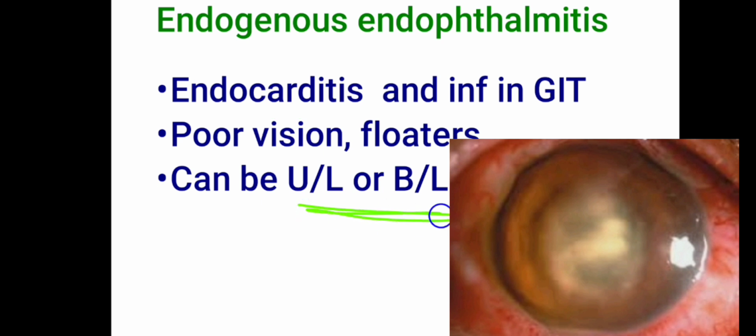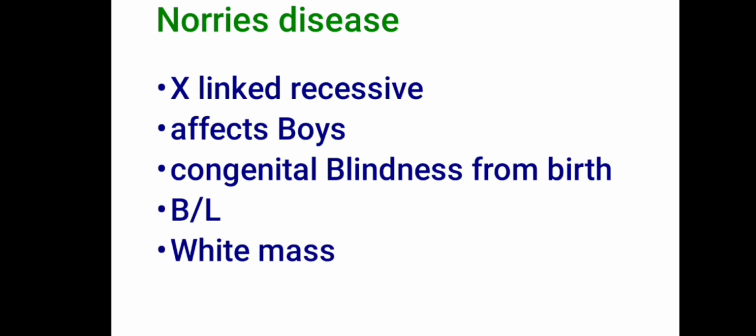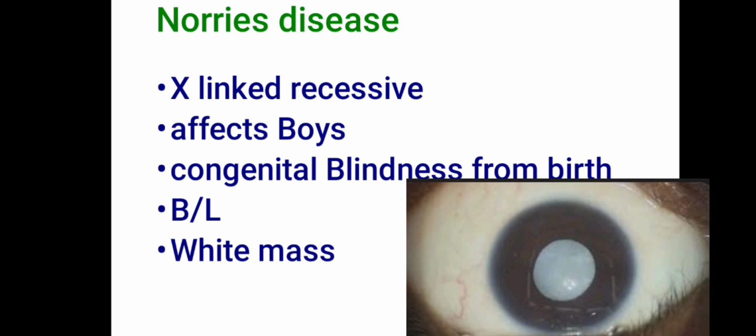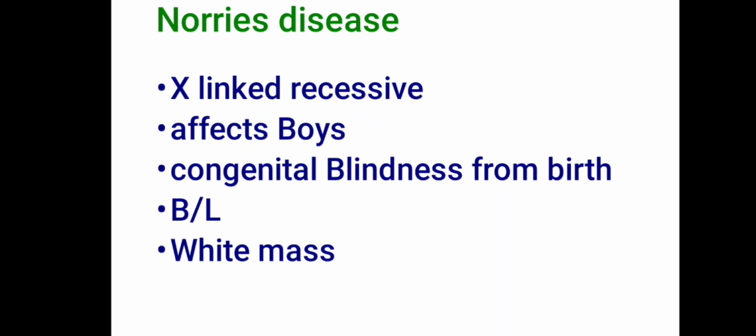Next, the last DD in our list is Norrie disease, which is usually X-linked recessive. Hence, it affects only boys. Okay, the females will be carriers. Usually, they present with congenital blindness, which is there since birth. Most of the time, it is bilateral, and they will present with a white mass in the pupillary reflex. So, these are the various DDs for white pupillary reflex.